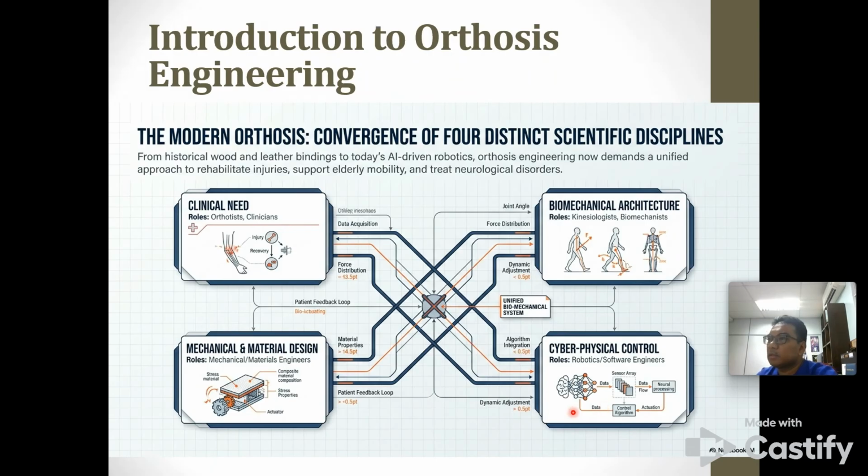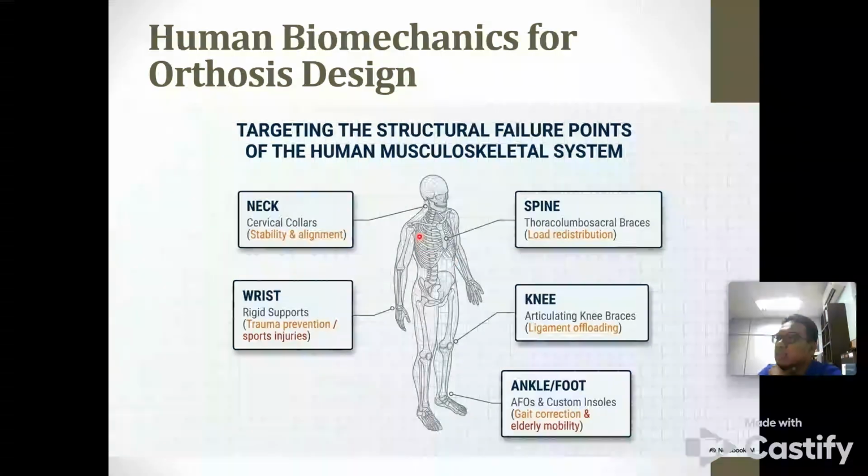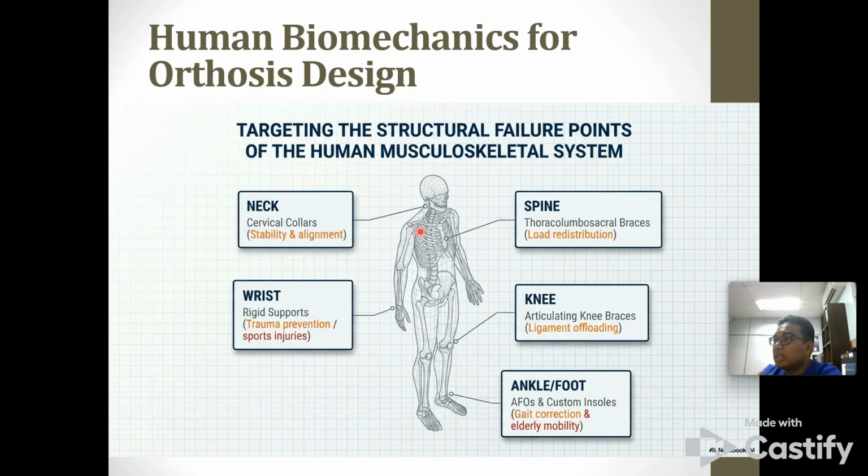So there is some integration in this orthosis field. Now, for human biomechanics in orthosis design, these are locations with a high possibility of injury, targeting the structural failure points of the human musculoskeletal system. The first one is the neck, which is about the stability and alignment of the neck, if you get a neck injury or want to protect your neck from injury.